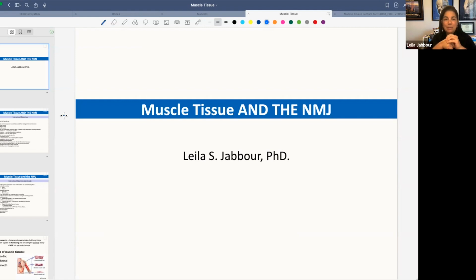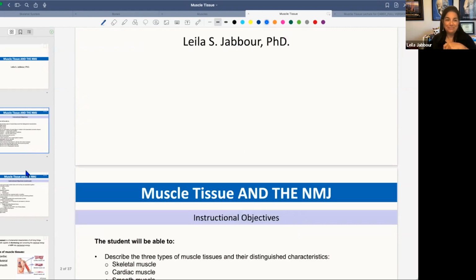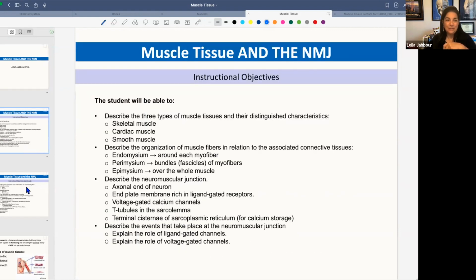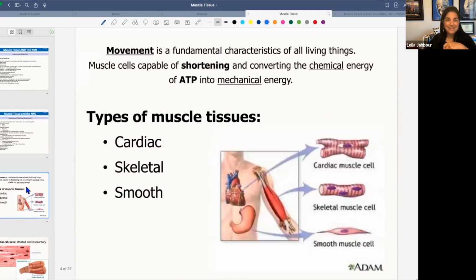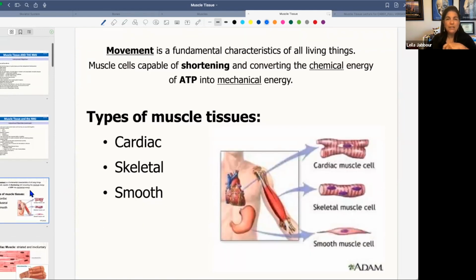Today we're going to talk about muscle tissue and the physiology that takes place at the neuromuscular junction. These are the instructional objectives, and let's get going. All right, so in the beginning, I have several slides on general characteristics of muscle tissue.